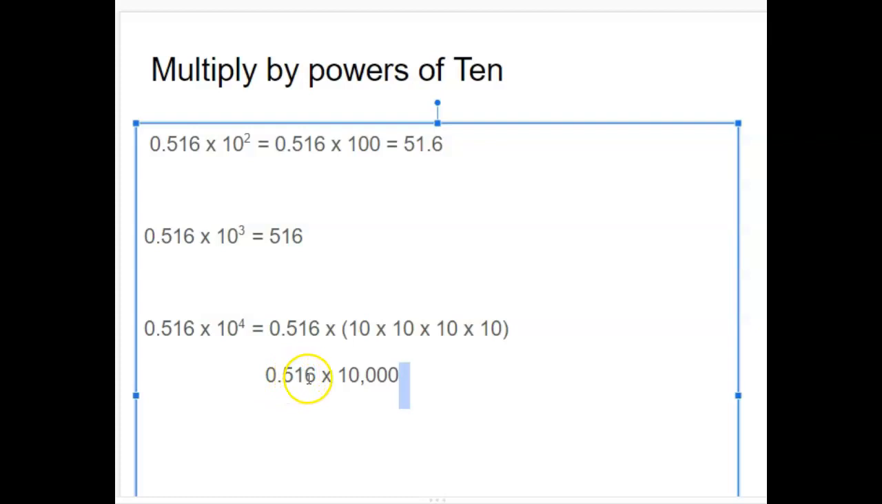1, 2, 3. Oh, but I don't have another digit. Well, remember when we did this lesson in chapter 1, or when we did decimals, if there's no digit there, you add a 0. So your final answer would be 5,160.